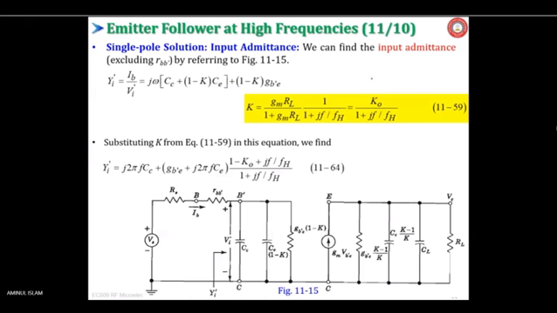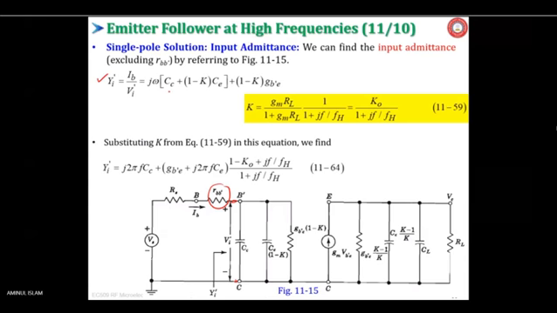We can find the input admittance excluding RBB, excluding this one, by referring to this figure. Admittance YI prime is IB divided by VI prime. VI prime is between this node. It is admittance, so j omega is given.